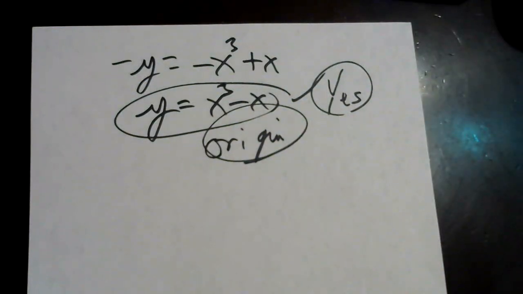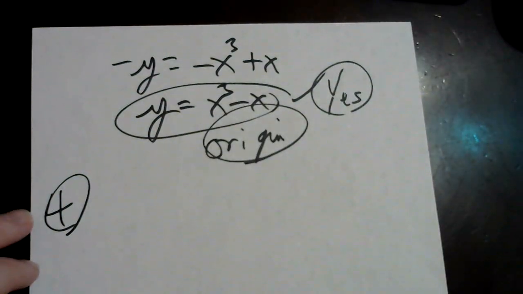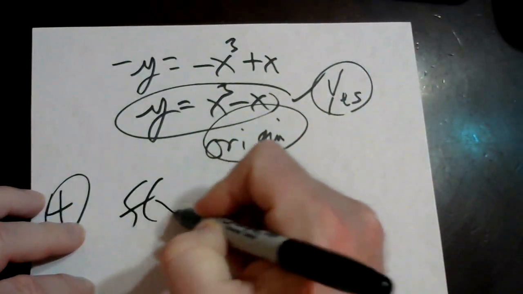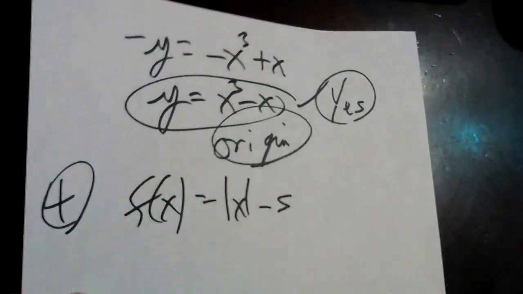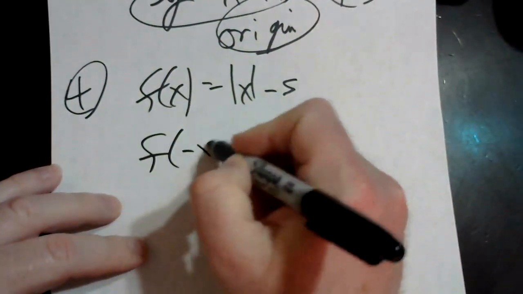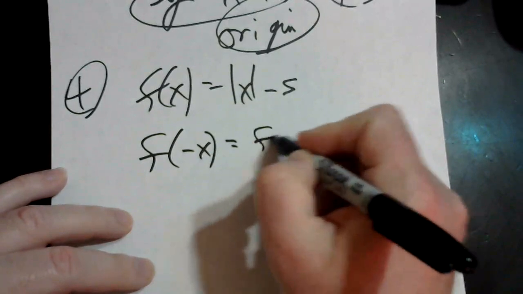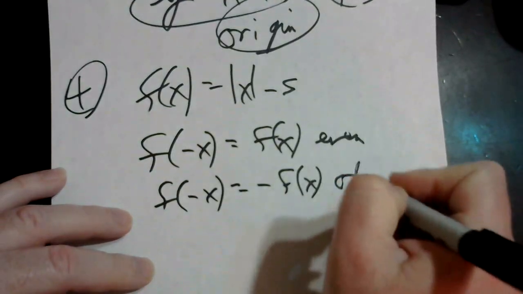Well, let's move on to the next one, which is number 4 on the review, which is really number 47 in the book. Determine whether the function is even, odd, or neither, and it's the absolute value of x minus 5. Okay. So remember, the trick is to replace x with negative x. And if you get back the original function, it's even. If you replace x with negative x and get back the negative of the original function, it's odd.